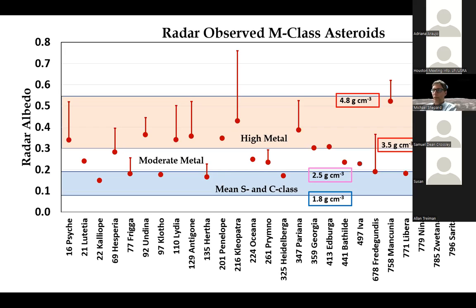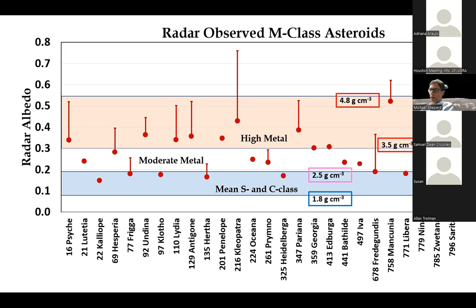The lower end of the mean S and C class suggests regolith with a bulk density of 1.8 grams per cubic centimeter or so, whereas at the upper end of the S and C class, bulk densities are roughly 2.5 grams per cubic centimeter. That's probably consistent with regolith of 40% porosity, maybe 50%, and at the upper end, certainly some metal concentrations that you would expect from ordinary chondrites or other analogs for the S class.